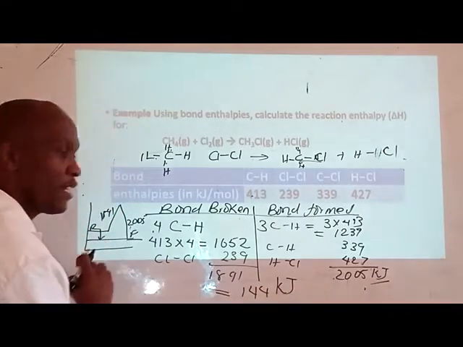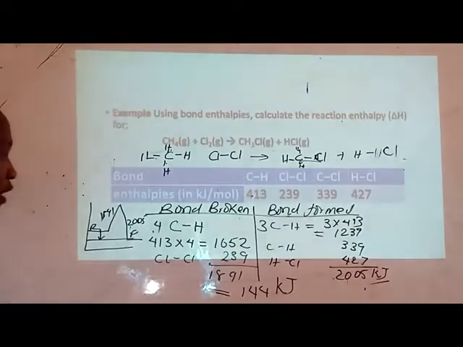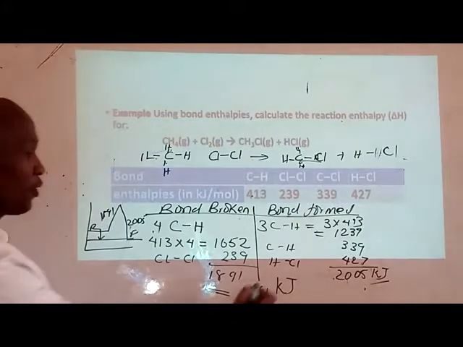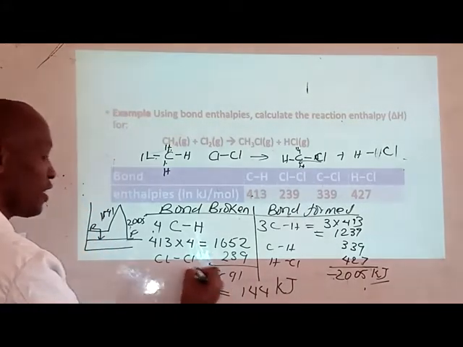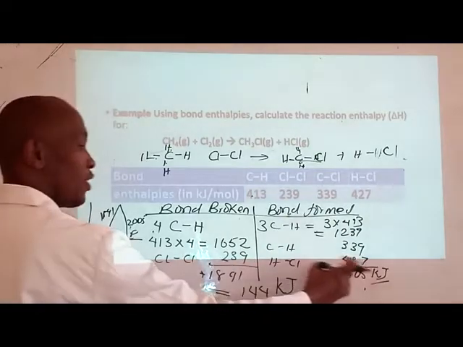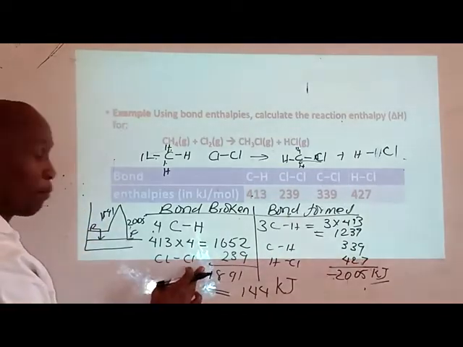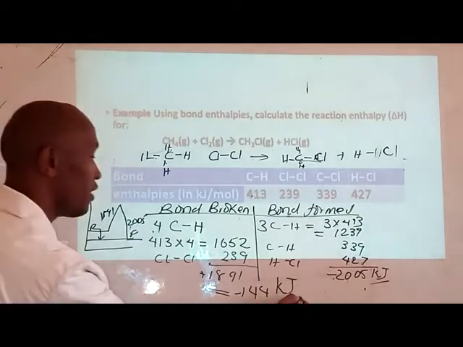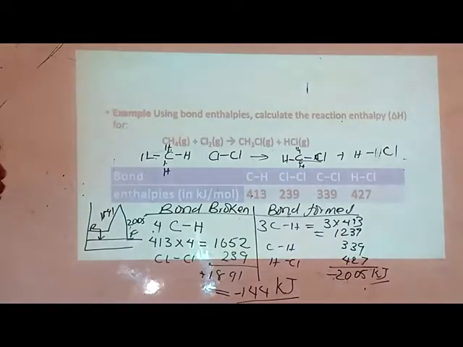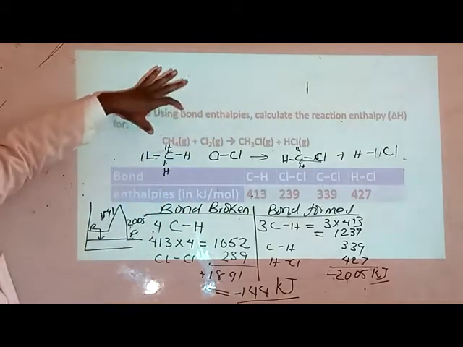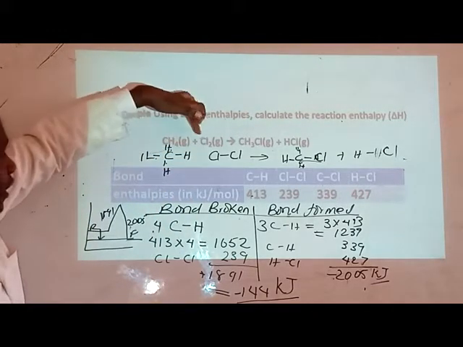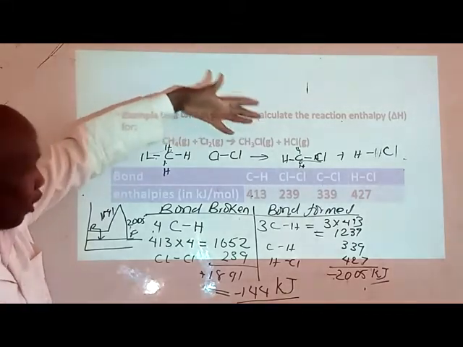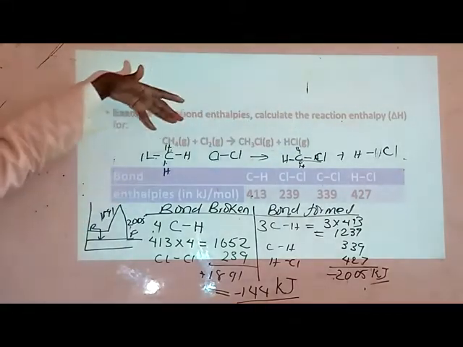Is it negative or positive? That is the question. Is it negative? So note that this is negative and this is positive. The negative is more than the positive, so that gives me a negative enthalpy change, negative 144 kilojoules. Now, do I add per mole? Yes, I can add per mole because it's per mole of methane. It is per mole of chlorine, I have one as written there.